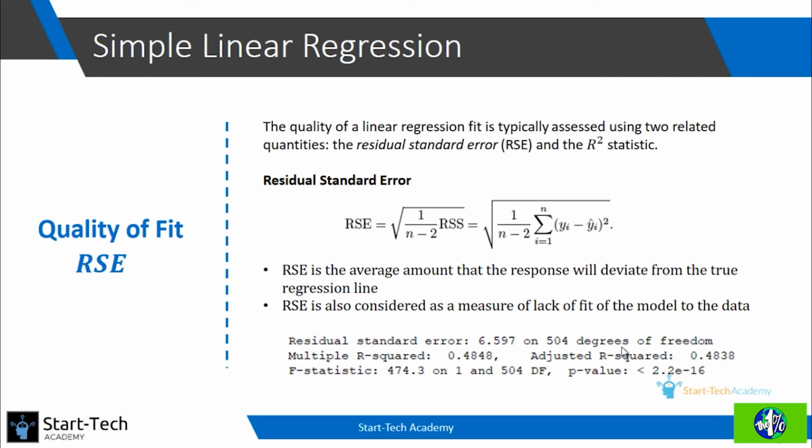In other words, even if the model was correct and the true values of beta 0 and beta 1 were known exactly, the predicted value of house price from this model will still be off by 6.597 units on average. Therefore, RSE can also be considered as a measure of lack of fit of this model to the data. So this 6.597 value is telling you on average by how many units your predicted value is missing the actual value.